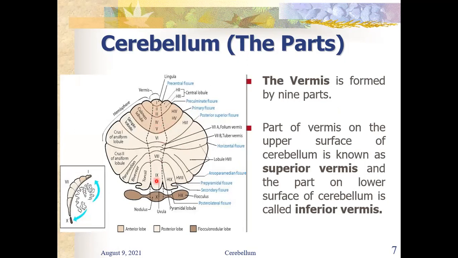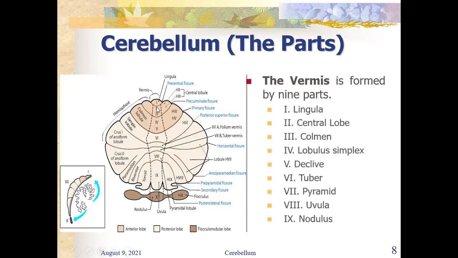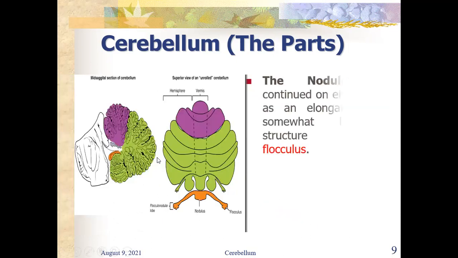The part of the vermis on the upper surface of the cerebellum is known as the superior vermis, and the lower part of the vermis is known as the inferior vermis. You can see the 9 parts of the vermis being numbered here. So the vermis, like I said, is divided into 9 parts. These are the names of all the 9 parts of the vermis. You can see the numbering there.